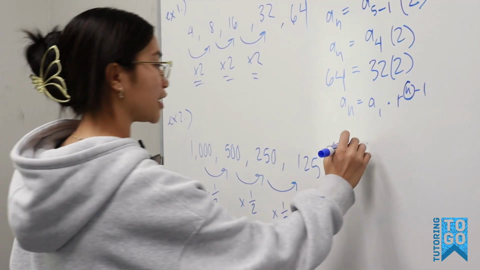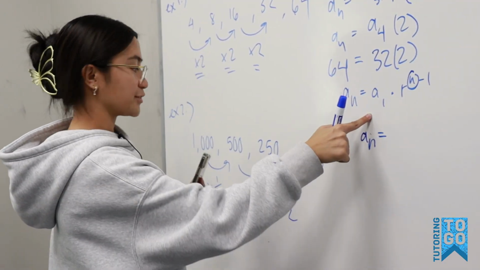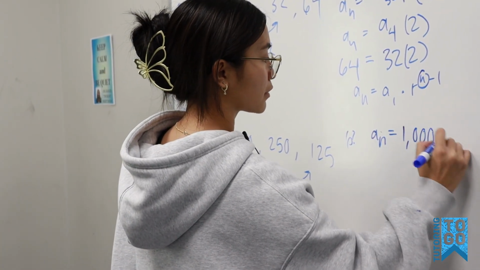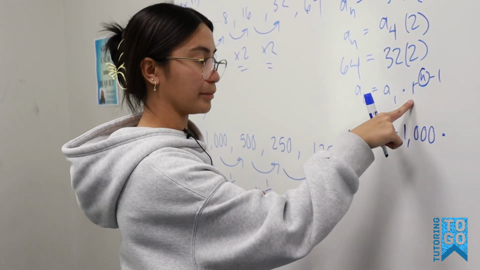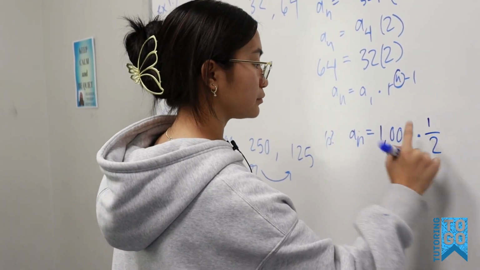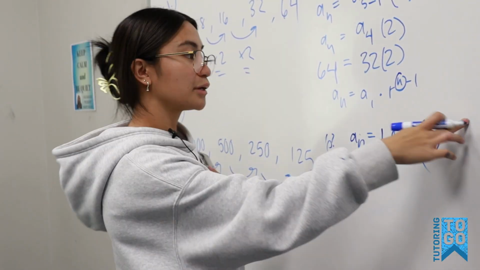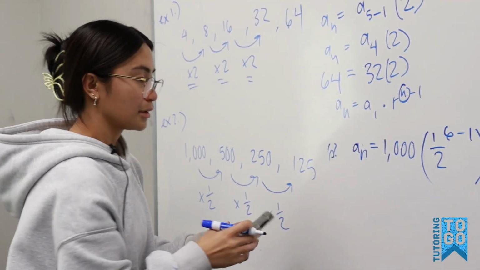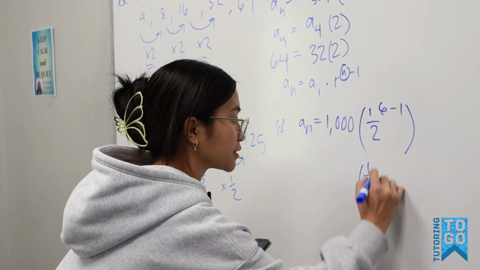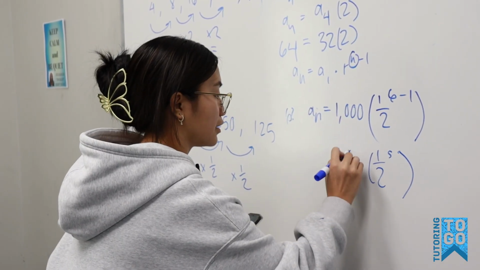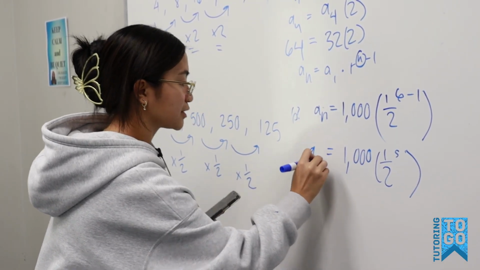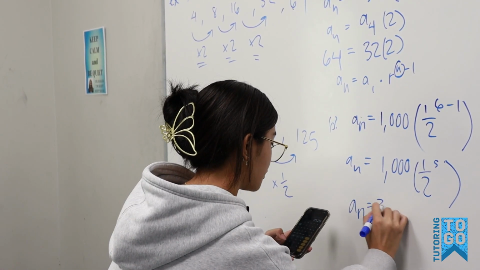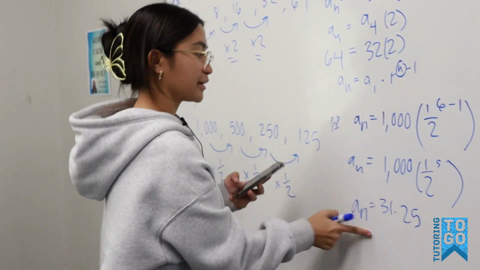So what we can do is plug in our first term, which is 1,000, multiply it by our common ratio, which is 1/2, to the power of our desired term, which is 6 minus 1. So we know that 6 minus 1 is 5. And if I just plug this into my calculator, you will get 31.25 as your sixth term.